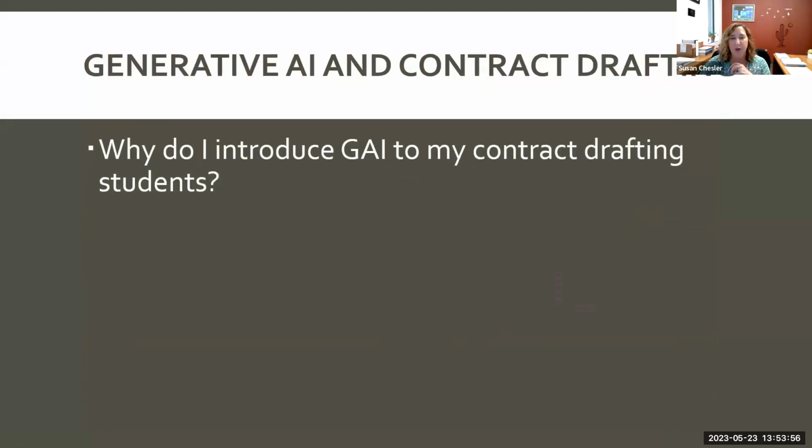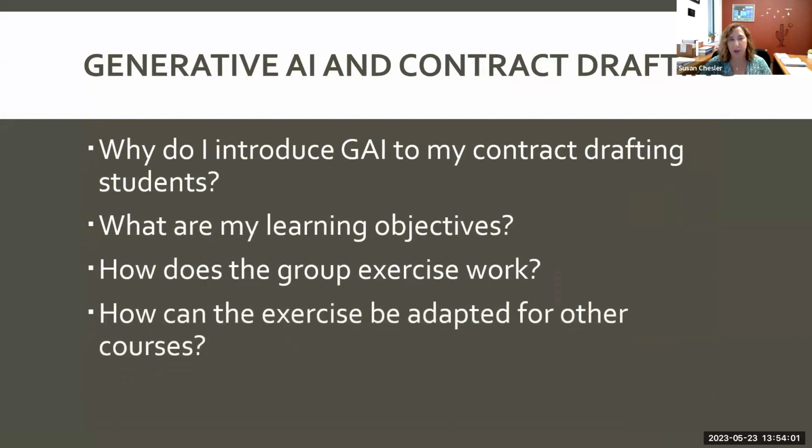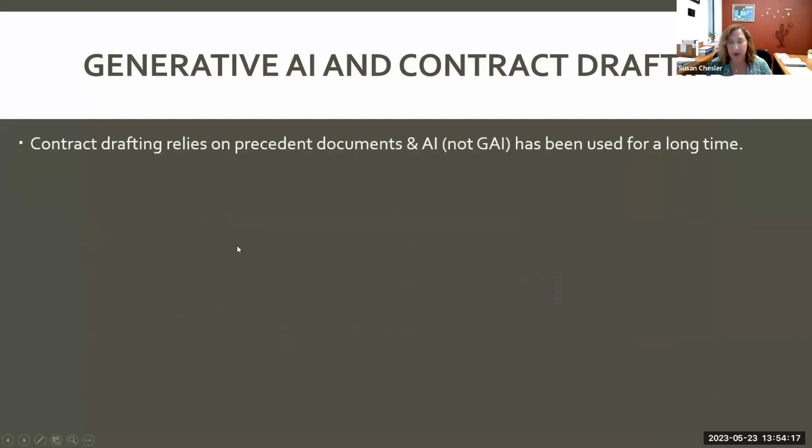What I want to talk to you about today is these four questions. Why do I introduce generative AI to my contract drafting students? What are the learning objectives of the exercise I have created? How does it work? And how can this exercise be adapted for other courses? So first off, contract drafting, I think, is very different than other types of legal writing with respect to using generative AI for a couple of reasons.